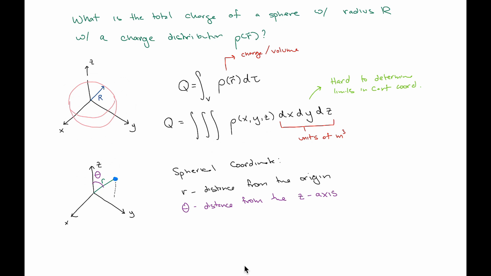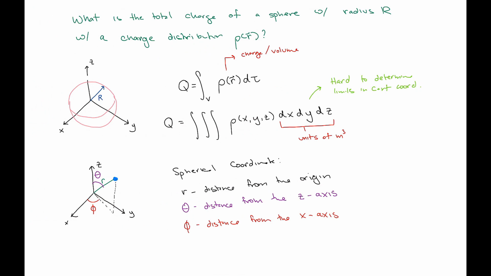In order to do that, I'm going to project this point down into the xy plane. That's what I'm doing here. Then I'm going to have one more angle that I'm going to use to specify the location, and that is phi here. And phi defines the distance from the x-axis.